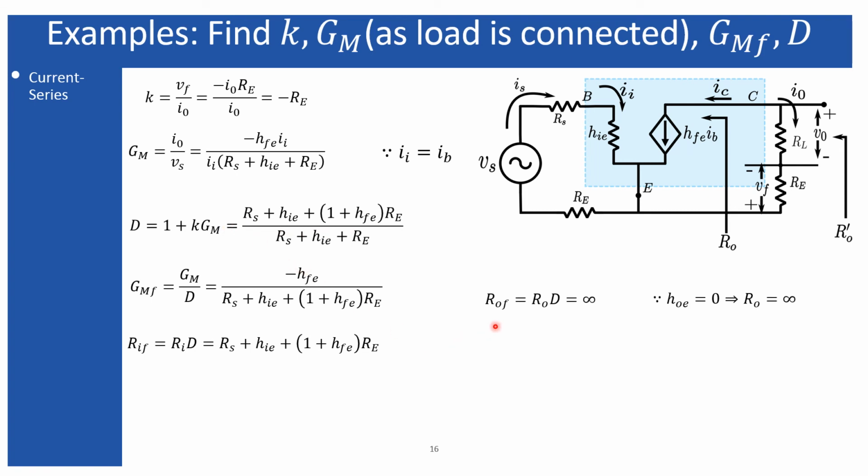Now, as shown in my previous circuit, the output impedance without load, with feedback, Rof, is also infinite here, because hoe, which I have assumed, is equal to 0, which makes this Ro infinity. So therefore I can find Rof dash, which is the parallel combination of Rof with RL, and since it is infinite, it results in RL.